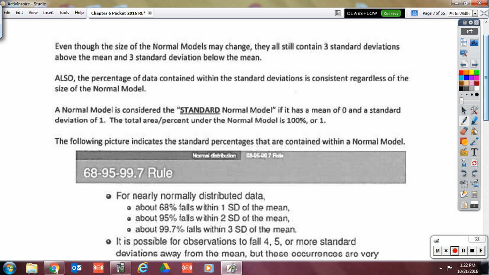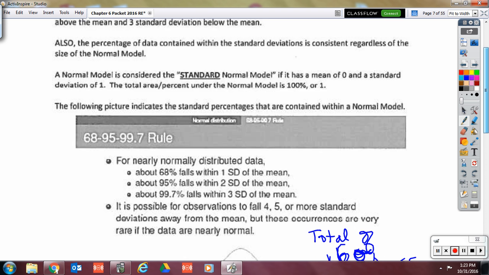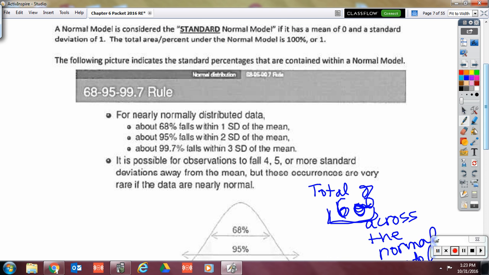So the percentage of data contained within the standard deviation stays the same regardless of how spread out or squished up the normal model is. A normal model is considered standard if it has a mean of 0, a standard deviation of 1, and the total area or the total percent under the curve is 100%. So that is the standard information.